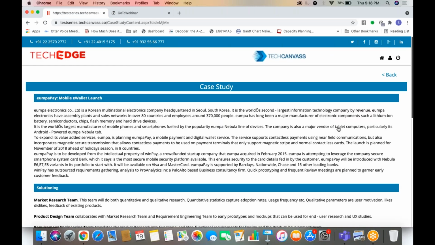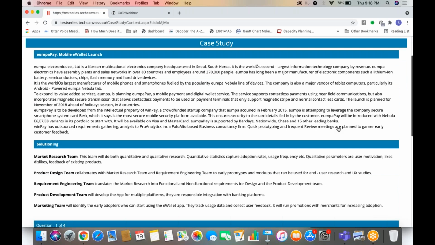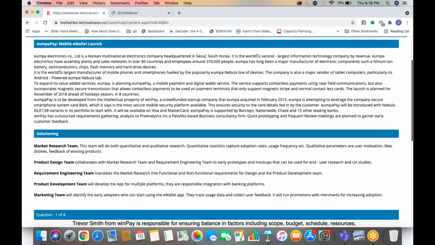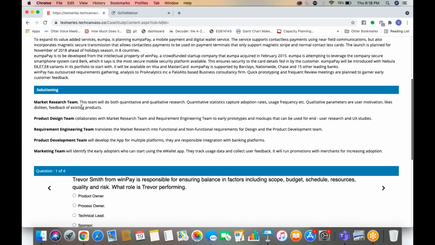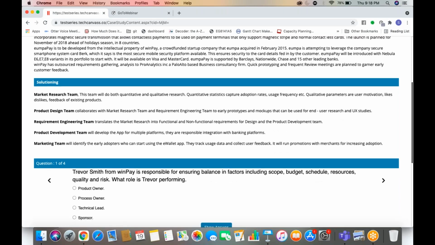Okay. So there is a case study. There is some paragraph, some financial data. I can see Visa, MasterCard. Mobile payment 3,70,000, and there is information about solutioning, market research, product design, requirement engineering, product development, and the marketing team. So first question: Trevor Smith from WinPay is responsible for ensuring balance in factors including scope, budget, schedule, resources, quality, and risk. What role is Trevor performing?